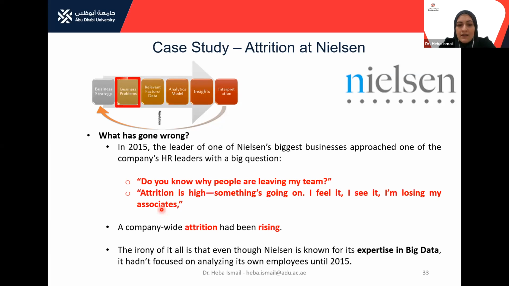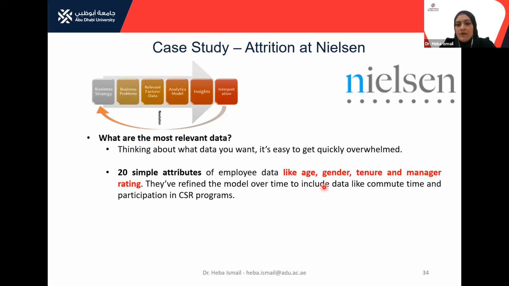In 2015, the leader of one of Nelson's biggest businesses approached one of the company's HR leaders with this question. They said, "Do you know why people are leaving my team? Our research associates are leaving willingly. It's their choice. They were not terminated. Nothing has gone wrong. They are just leaving the company." And this attrition is causing a lot of losses for the company. So they decided to start investigating the problem. They started immediately thinking of what data can be relevant, what data can have the most significant impact on this problem, what can be related to attrition.